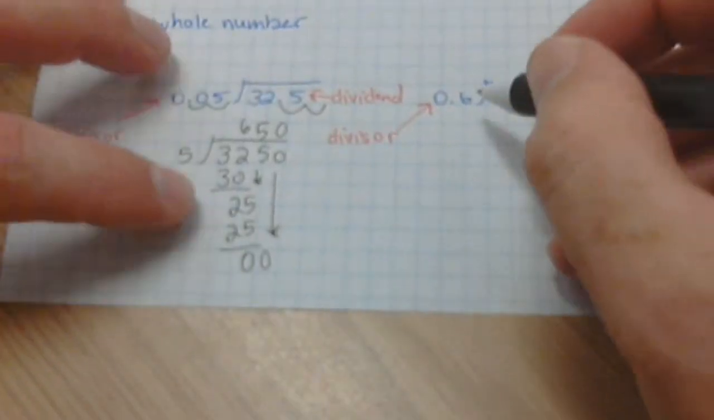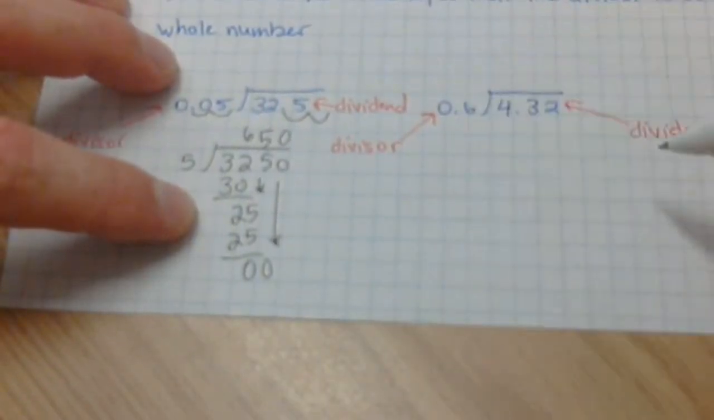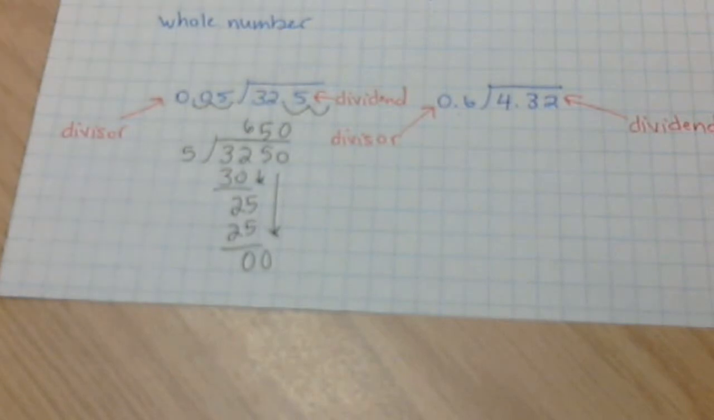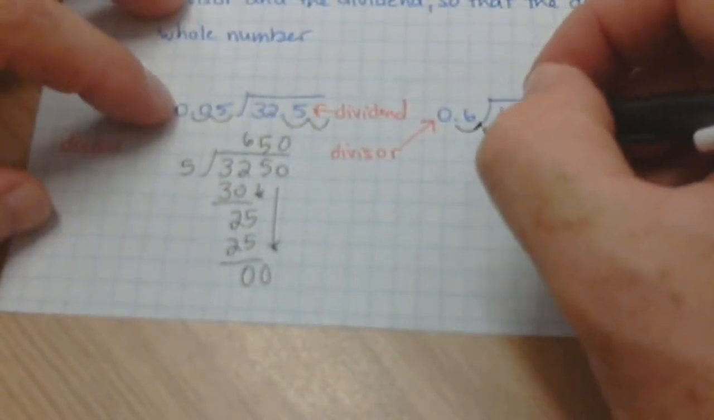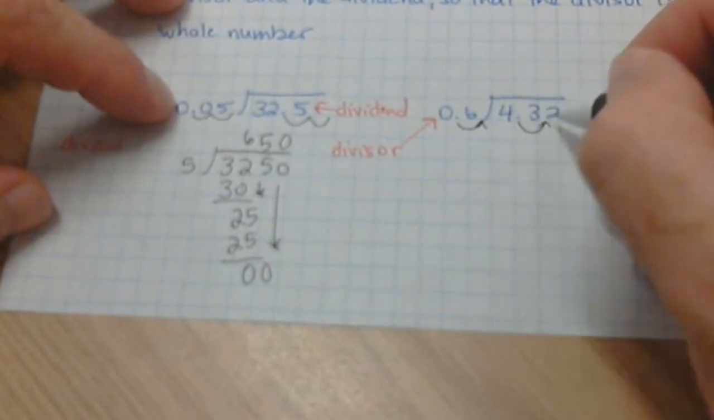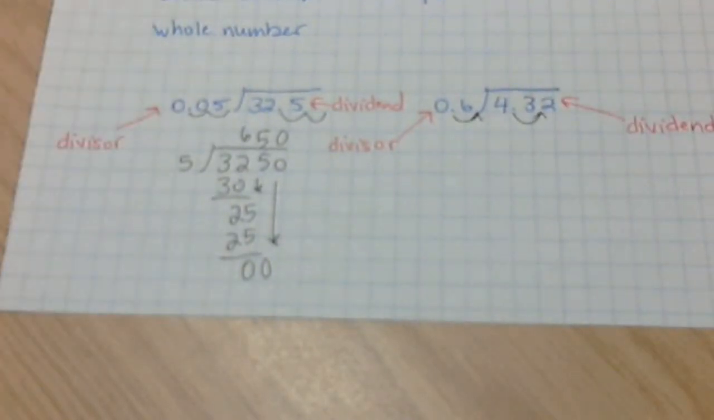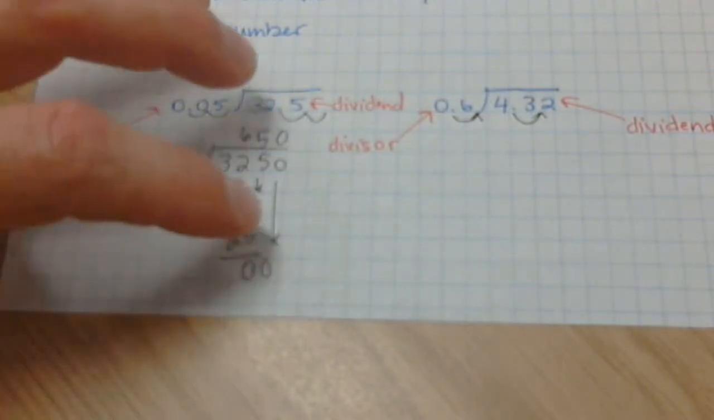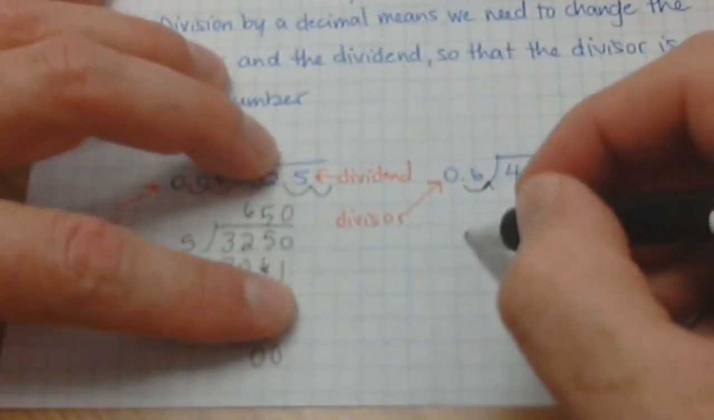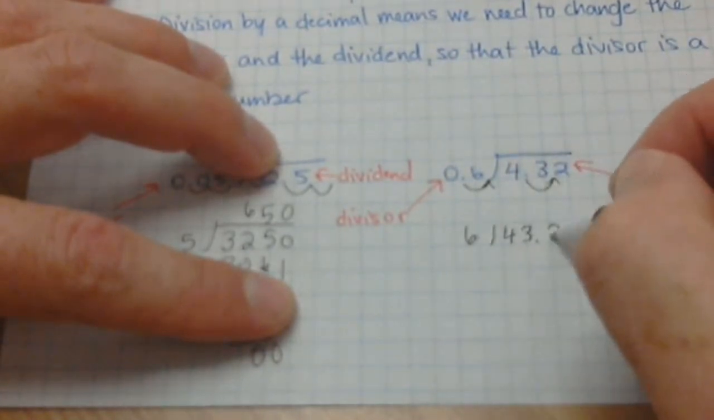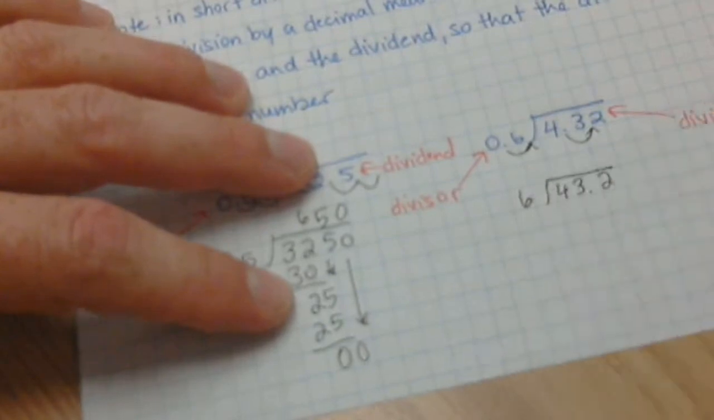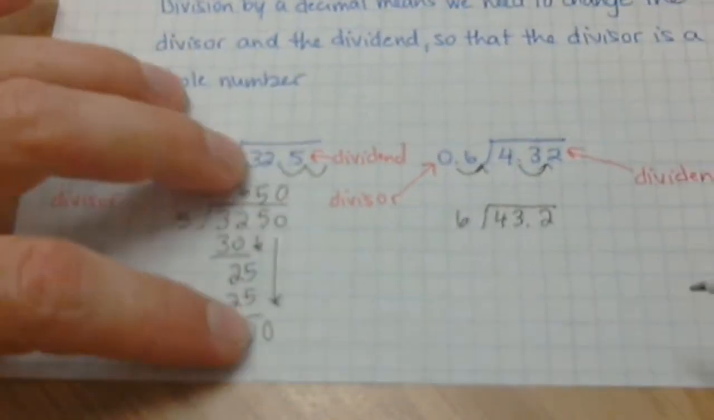So we have another problem here, with 0.6 going into 4.32. Again, doesn't work because you need a whole number divisor. So move the decimal over 1 spot. What you do to the divisor, you have to do to the dividend. So that becomes 6 into 43.2. We just have to move it over 1 spot.